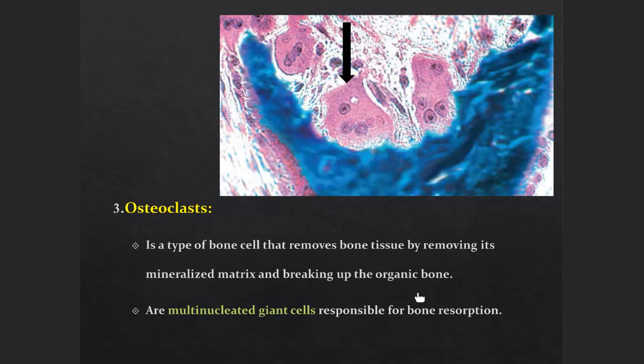How do they do it? By removing the mineralized matrix and breaking up the organic bone. If you take the mineralized matrix out of the bone, it becomes very brittle. It is very easy to break. That is how it causes resorption.